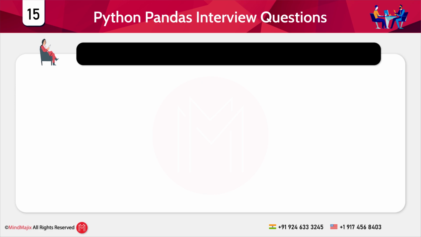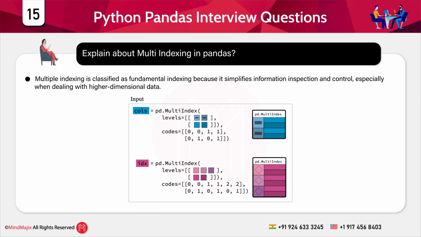The next important question over here is: explain multi-indexing in pandas. Multiple indexing is classified as fundamental indexing because it simplifies information inspection and control, especially when dealing with higher dimensional data. It allows us to store and handle data in lower dimensional data structures like series and data frames with an unlimited number of measurements.